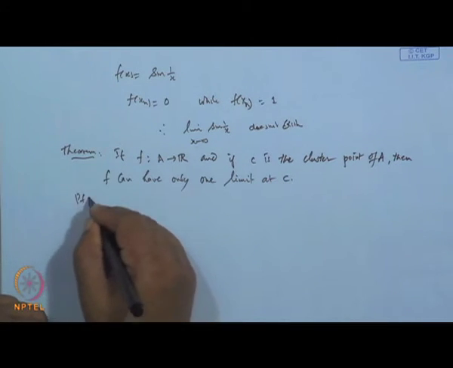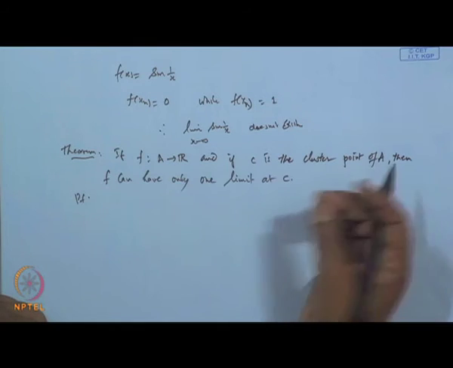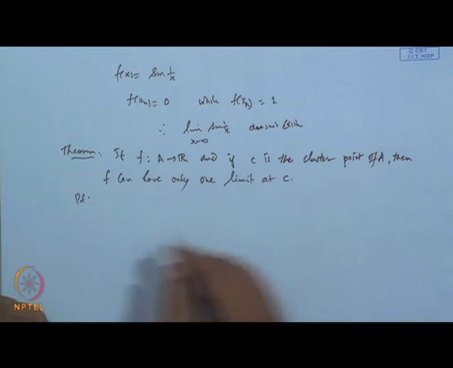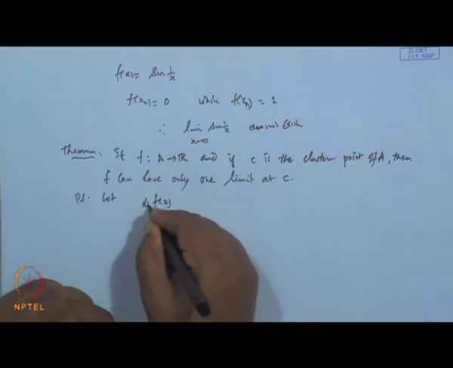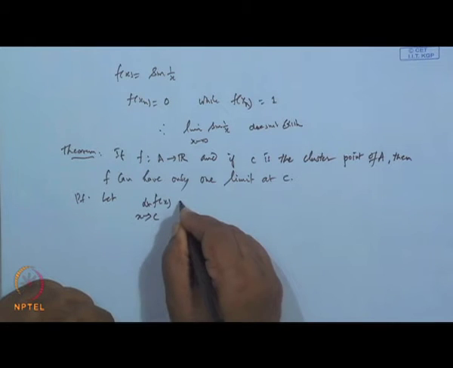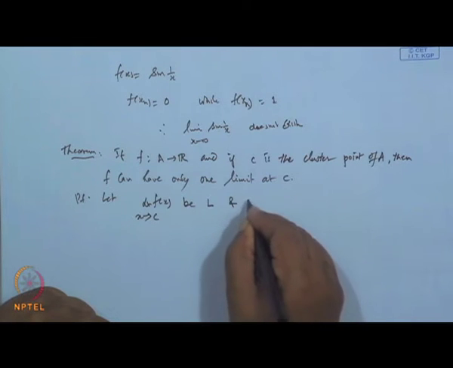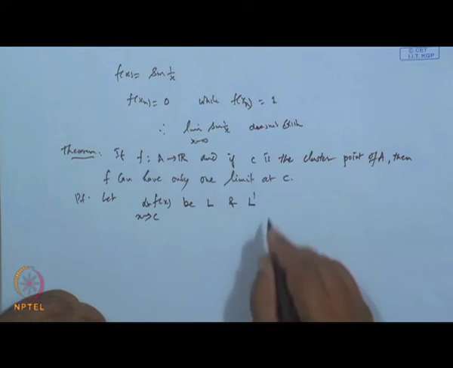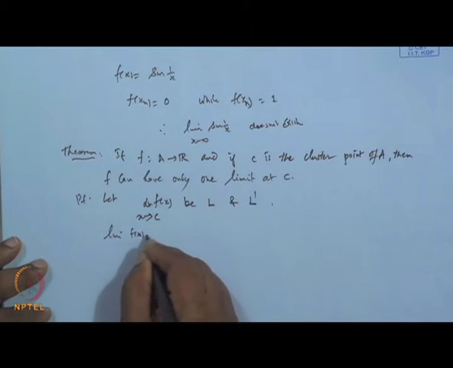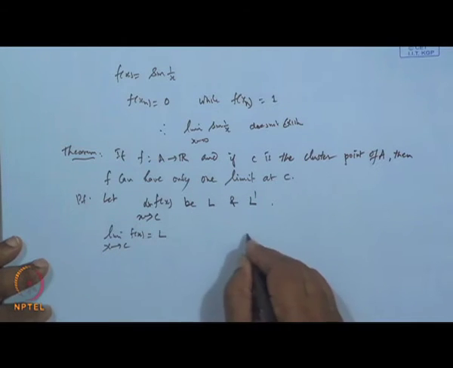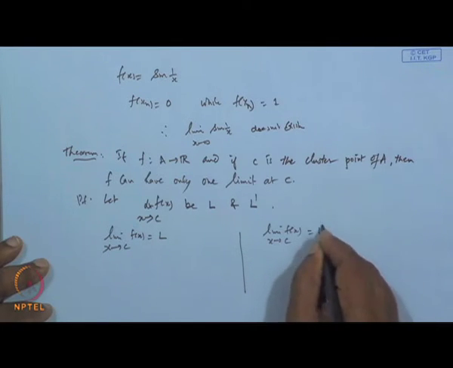So the proof is, again, by contradiction. Suppose there are two limits. Then finally we will see that these two limits are not different, they are identical. So let the limit of f x when x tends to C be L, and suppose the limit of f x when x tends to C is also L dash.